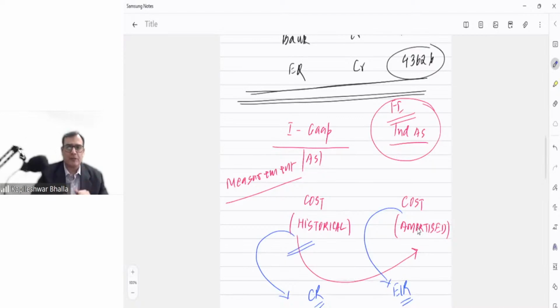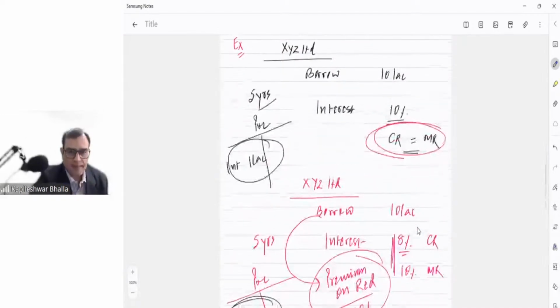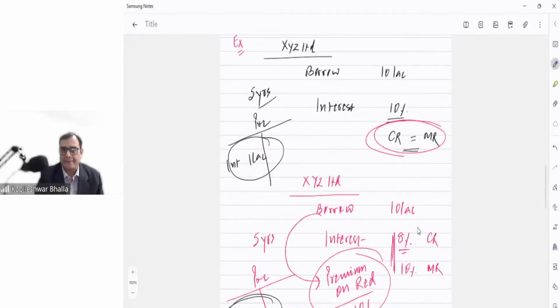Well, let me first of all take you to example number 1 and example number 2, which I took a while back. A company borrowed 10 lakh rupees and agreed to pay a 10% rate of interest. If I were in IGAAP, I would have said that I paid 10% interest, so let me record 1 lakh in the P&L. Does your contracted rate become the basis of accounting? Yes. If you said that I'll pay a 10% coupon rate, then you record 10%, 1 lakh, in the P&L.